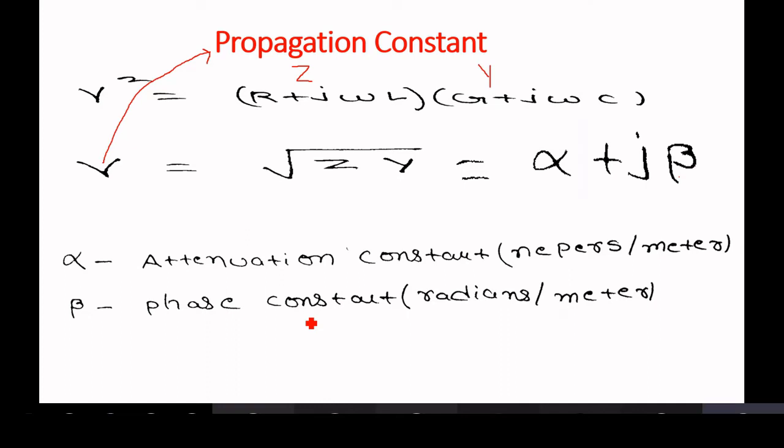So gamma is a complex quantity because both Z and Y are complex quantities. Gamma is called the propagation constant, alpha is called the attenuation constant, and beta is called the phase constant.